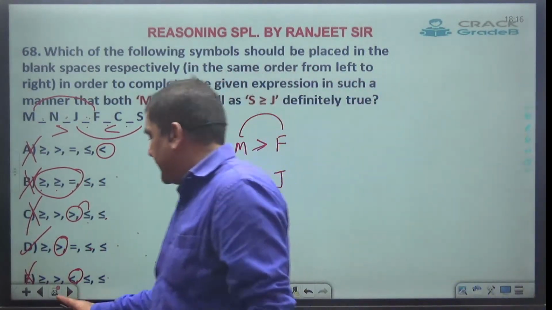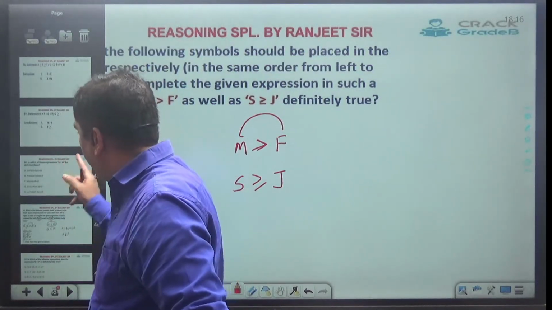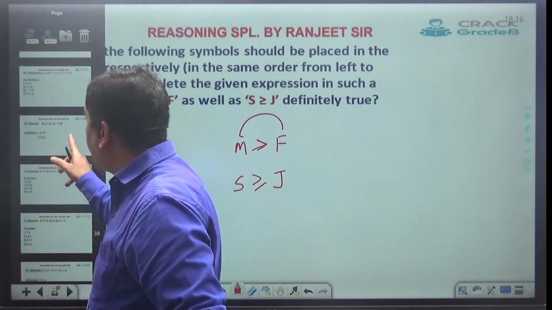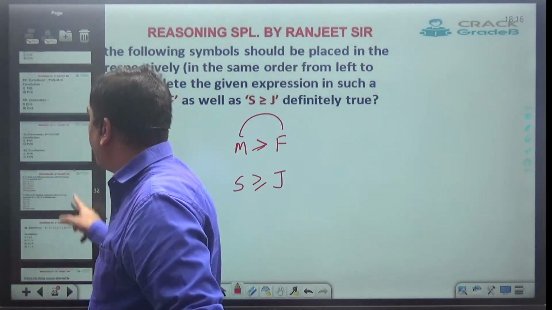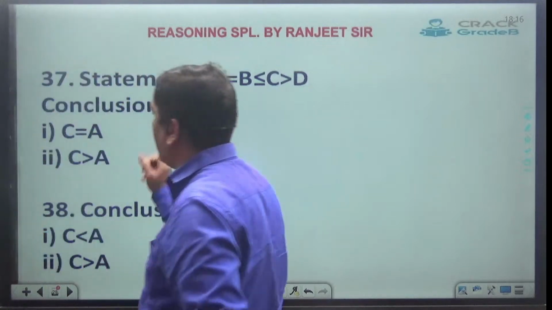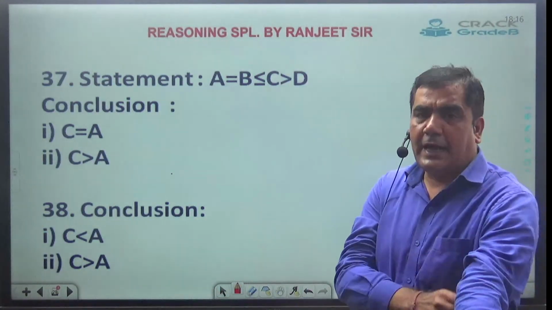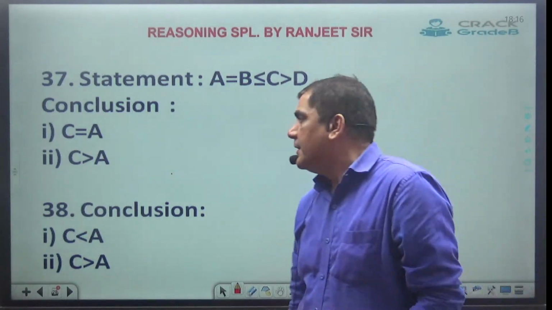Okay, let's change the type. Now let's see what sort of question is going to come in your bank examination. See, here also they will give uncombined statements, but the format of the statement is going to be changed. Before that, let's start with this one. Already we have seen this concept. Last class we have done 36, so starting with 37.